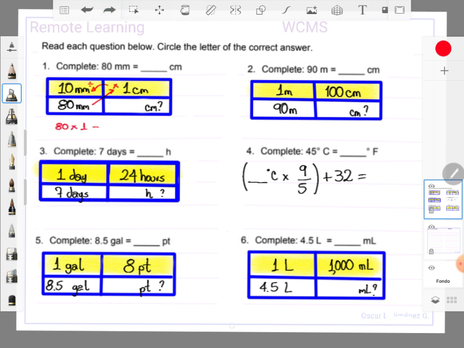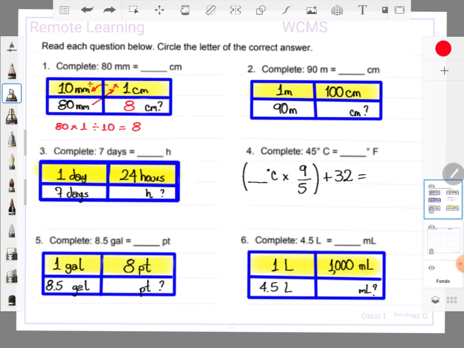If you multiply 80 times 1, it is 80, and 80 divided by 10 is 8. So the answer on exercise number 1 is 8 centimeters. That means 80 millimeters equals 8 centimeters. Now let me show you exercise number 2.